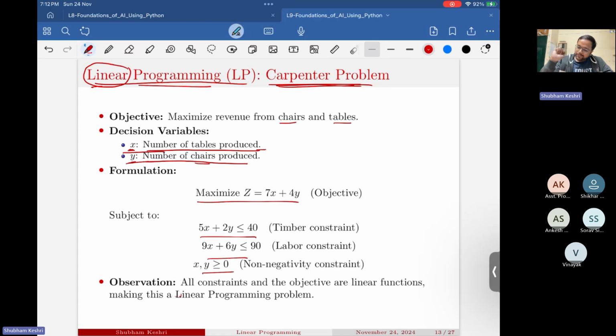Now, if these two constraints are not there, then you can produce an infinite number of chairs and an infinite number of tables. The solution will be infinity comma infinity, and the objective function will become infinity. Since you have constraints on labor and timber, you will not be able to produce an infinite amount of both goods, the tables and chairs. Therefore, these constraints are restricting the values the decision variables take.